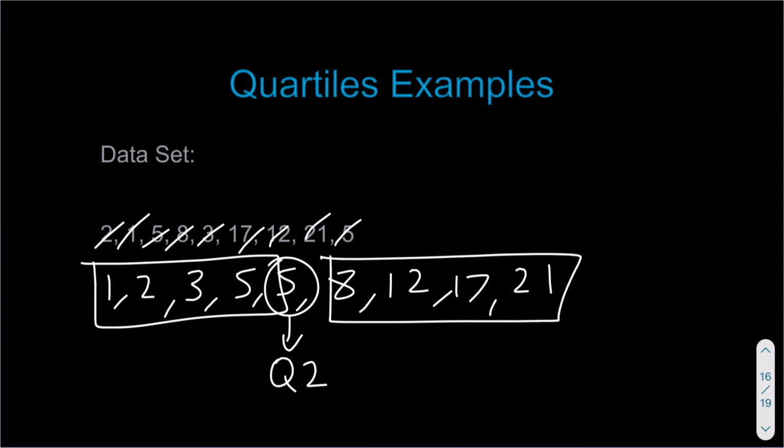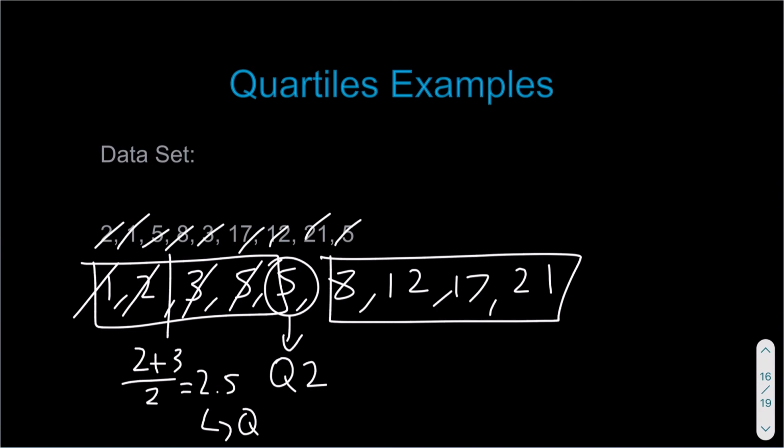So let's find the median of the lower half, which is here. The median is found by crossing out 1 and 5, and 2 and 3. Oh no, we don't have a value that represents our median. So what we do is average the 2 numbers that the median should be between, which is 2 plus 3 divided by 2, which is 2.5. And that is Q1.